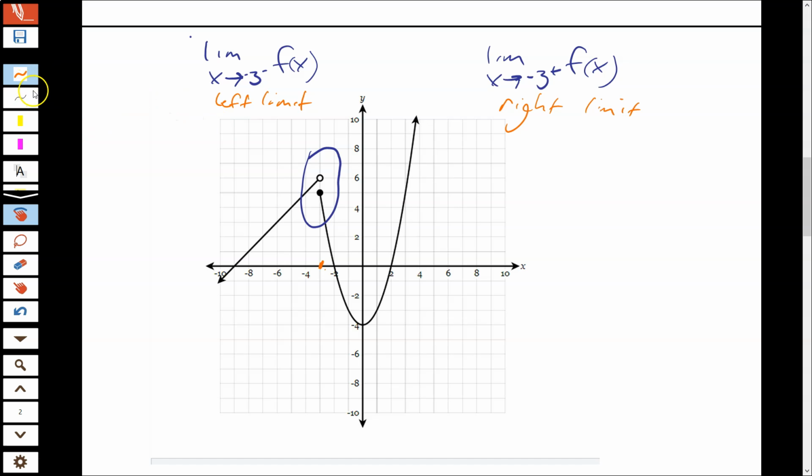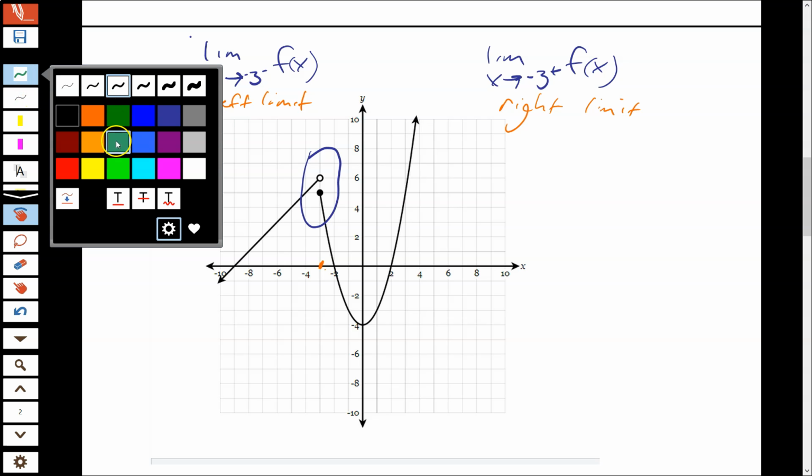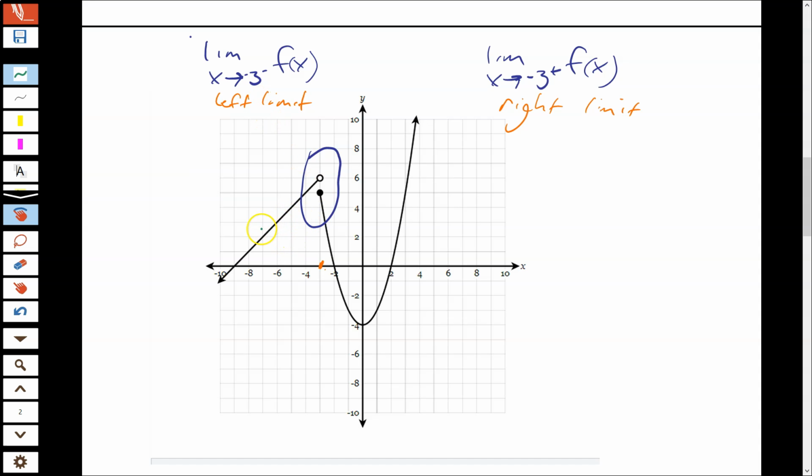So let me use two different colors for this. So the left limit, I'll do in green, means I start from the left of negative 3, which is over here, and I'm walking towards x equals negative 3, and I would end up at this point here. Okay? So the y value at this point is 6. So I'd say that left limit is 6.